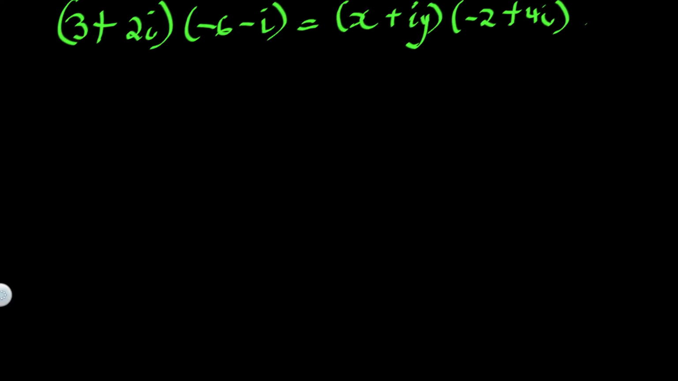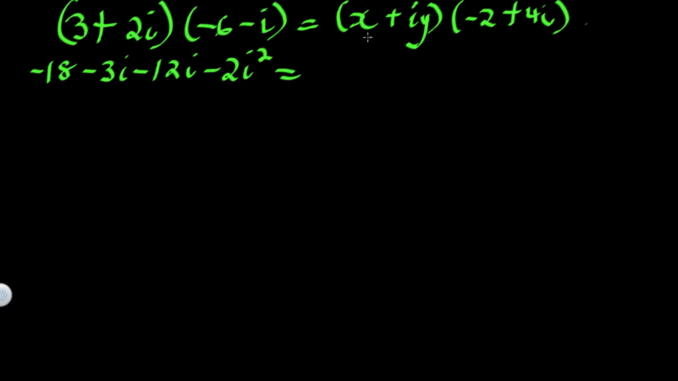We are required to solve this complex equation. It is a complex equation because it is an equation involving complex numbers. We're looking for our x and our y. The approach here is to simplify both sides of our equation so that they go into standard form, z equals a plus bi. We're just going to do the multiplication of complex numbers and simplify. 3 times minus 6, we get minus 18. 3 times minus i, we get minus 3i. Minus 12i. Then minus 2i squared.